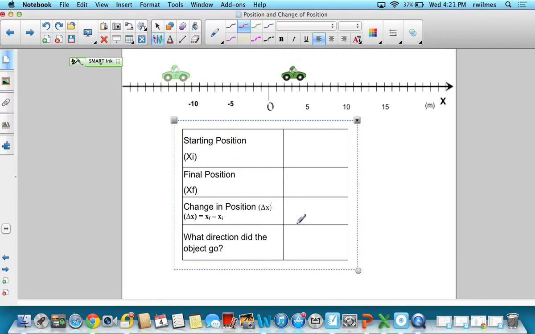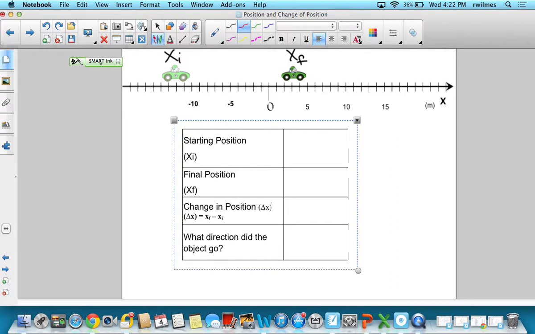Okay, so this is the first time that we've looked at pictures, and you're going to find a real consistency here. Anytime you see a light colored car, like the one on your left, that's going to be the car at your initial position. Anytime you see a dark colored car, it's going to be the one that's at its final position.